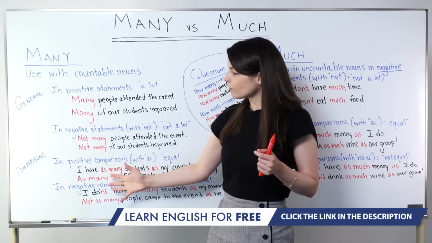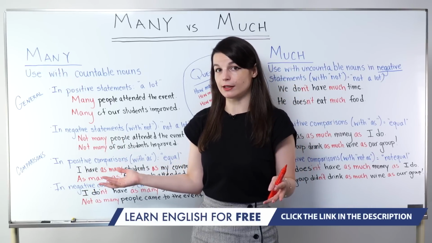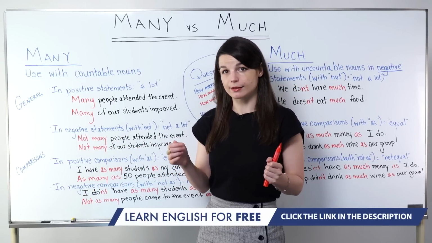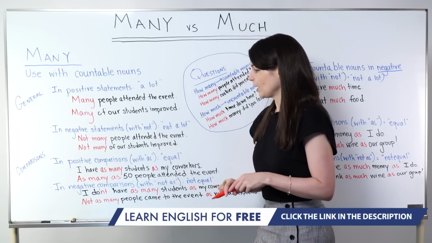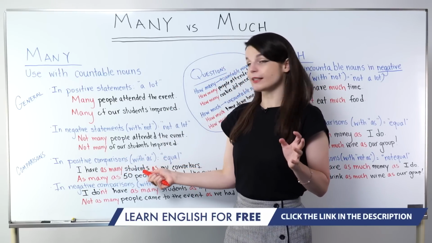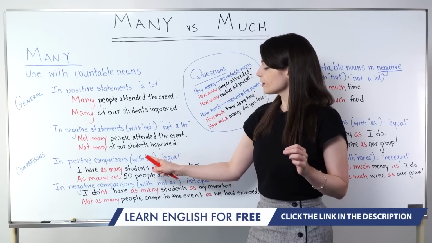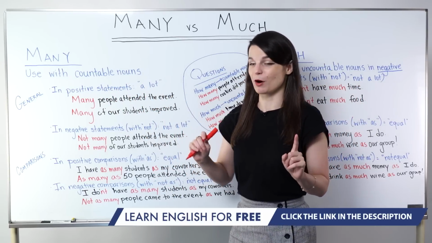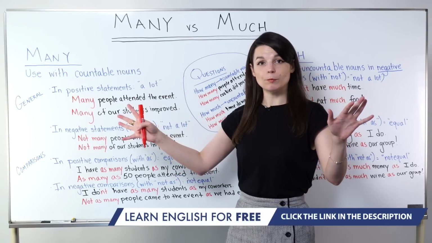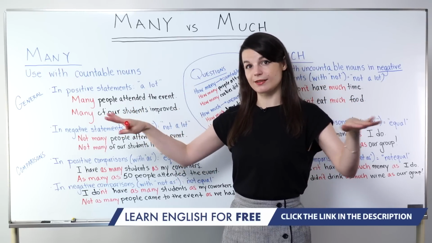Okay, let's continue to the next part. The next part focuses on comparison. When you want to make a comparison, you can do that with many and with much, as we'll see later. When we make positive comparisons, we use as. So as on either side of many. I'll show you in a moment. And this means equal, or like the same amount, the same number.